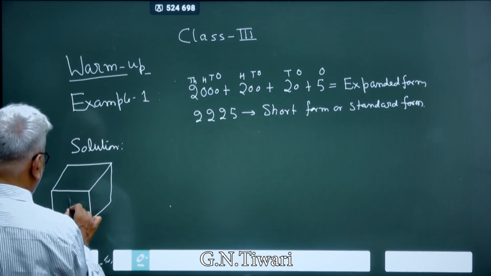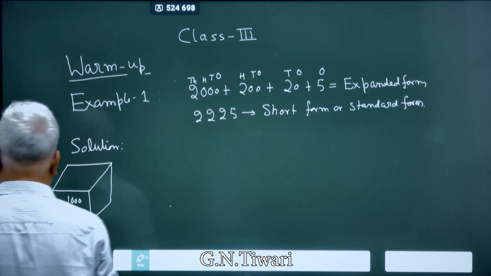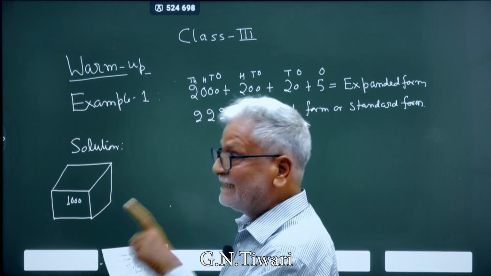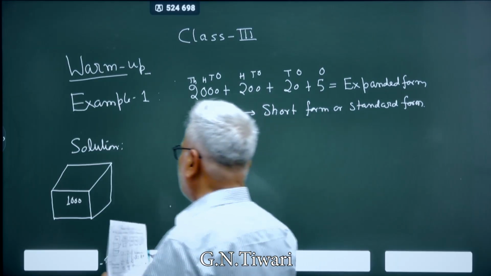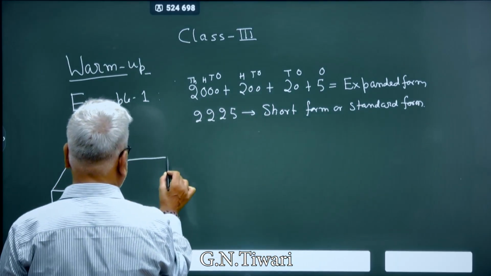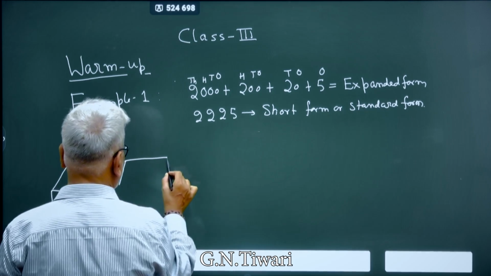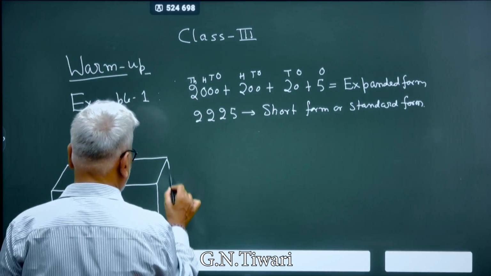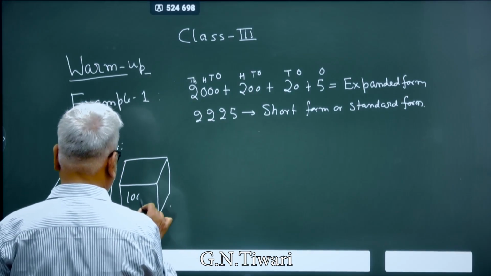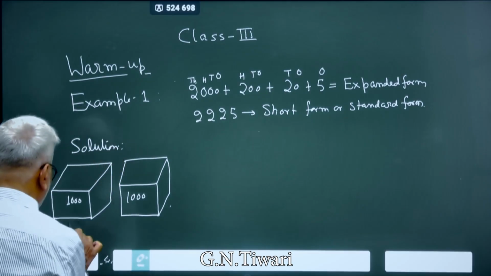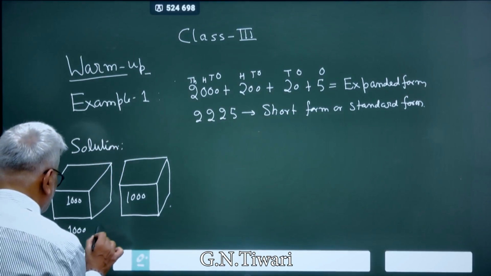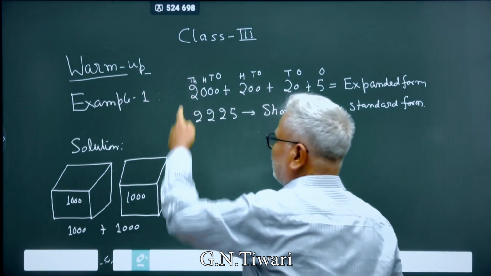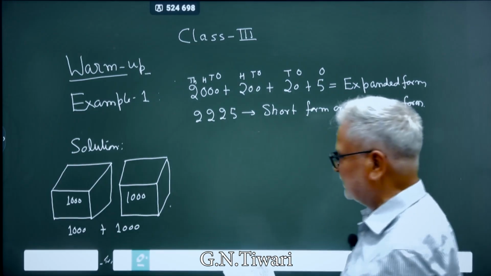And right here, 1000. Because you can make a pictorial view for 1000, 100, 10, 1. Then make another cube of similar size and write 1000. So this is going to be written as 1000 plus 1000. Since it is 2000, it means 1000 plus 1000 is equal to 2000.